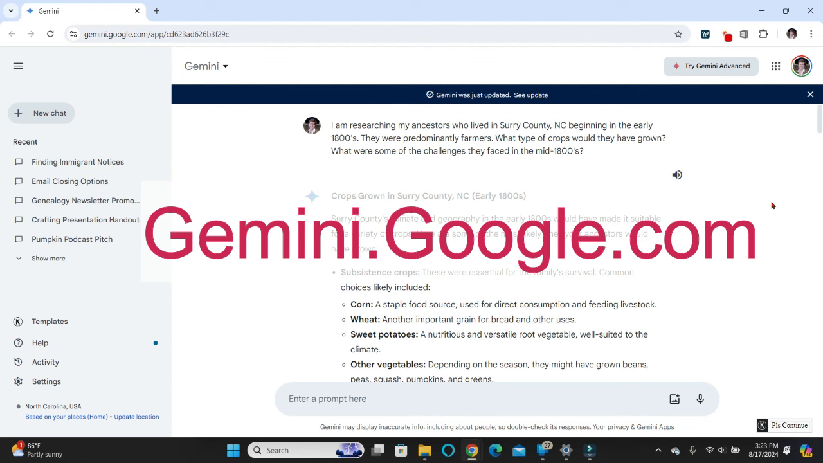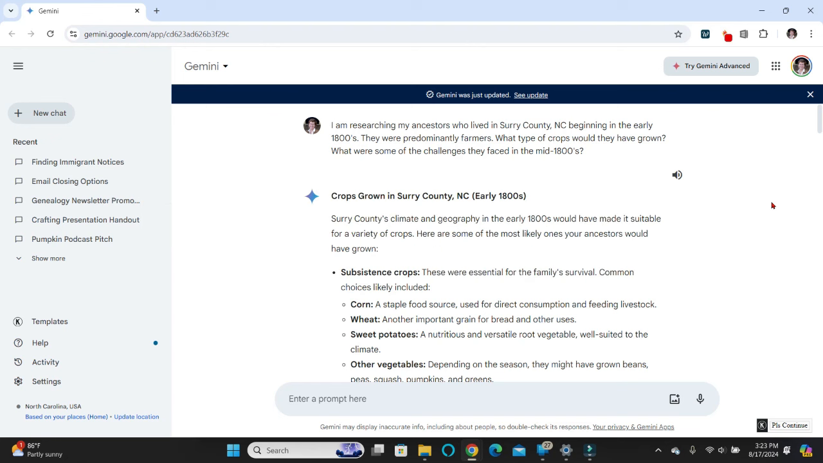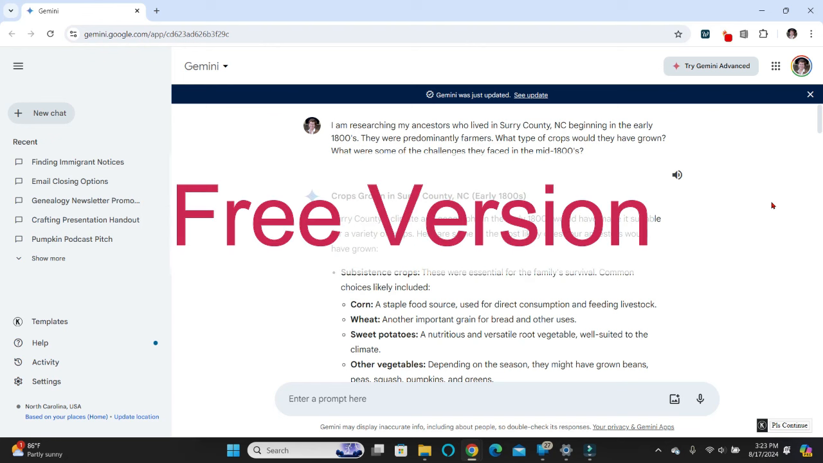So very easy to find. You can Google it, but gemini.google.com, and you should be there. I will tell you, for this and for all the platforms, I use the free version. I do not have the pro or paid version on any of these, and for my purposes, it has served me quite well. I haven't felt the need to pay to get other features. These seem to work really well for me.